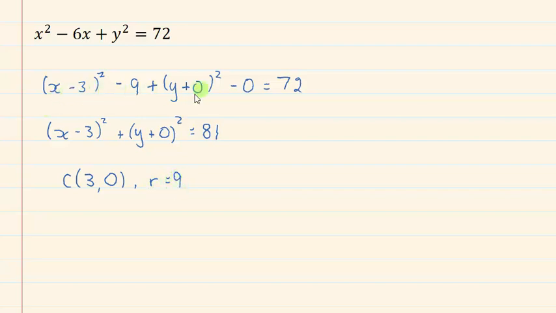So again, normally we wouldn't show this here. So what we would have had at that stage is x minus 3 all squared minus 9 plus y squared equals 72. And then we'd go from there. So that's the preferred presentation, but it still leads to a centre of 3, 0, and the radius is 9.